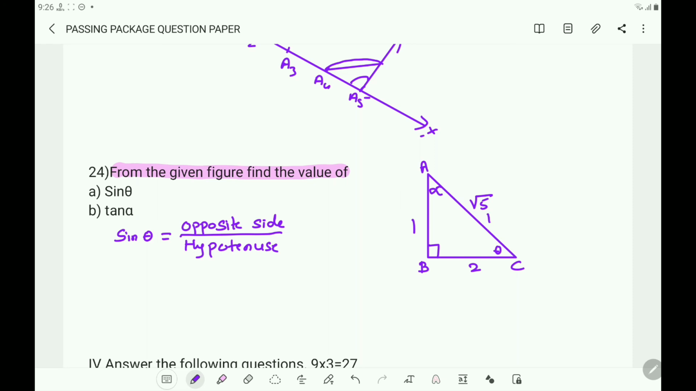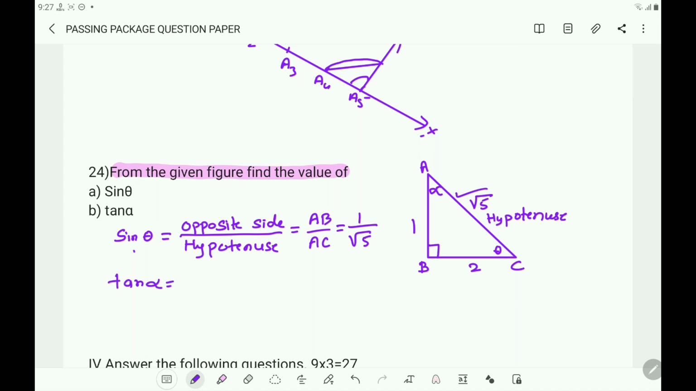Now you know that the hypotenuse will not change for any angle, but for theta, you know which is the opposite side. So which is the opposite side? AB is the opposite side. So write that equals AB by AC. AC is the hypotenuse. And AB here is 1. Hypotenuse is root 5. So sin theta is equal to what? 1 by root 5.